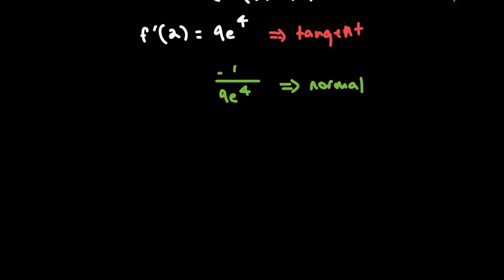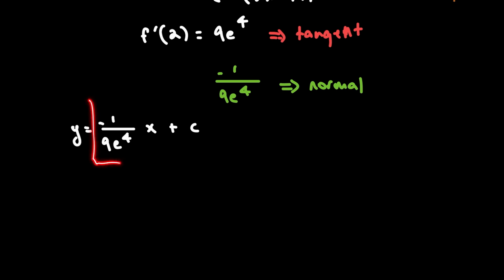So now we have this function here. We're going to work out the normal line. The normal line is y equals negative 1 divided by 9e to the 4 times x plus c. Don't be confused by the amount of letters and numbers around. We just worked out the gradient of our normal line, and then we just chucked in the x plus c, because our equation of a line is y equals mx plus c.